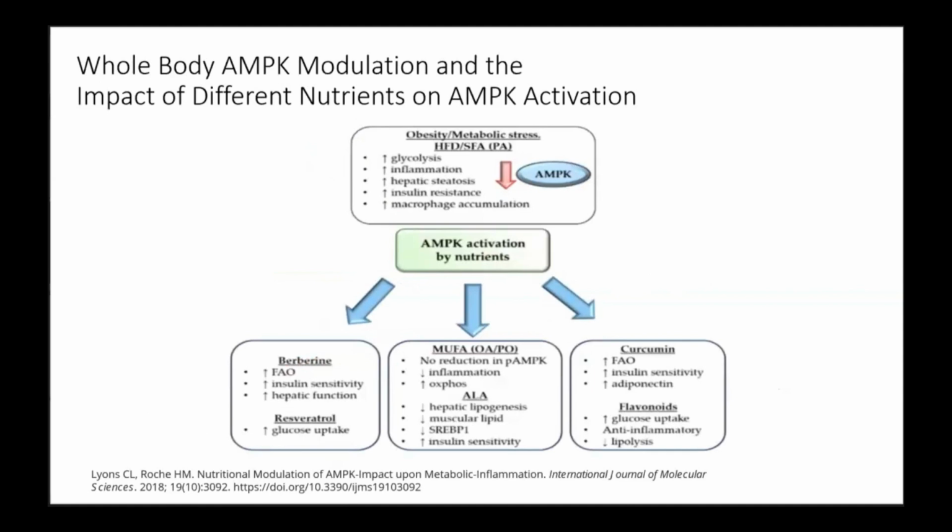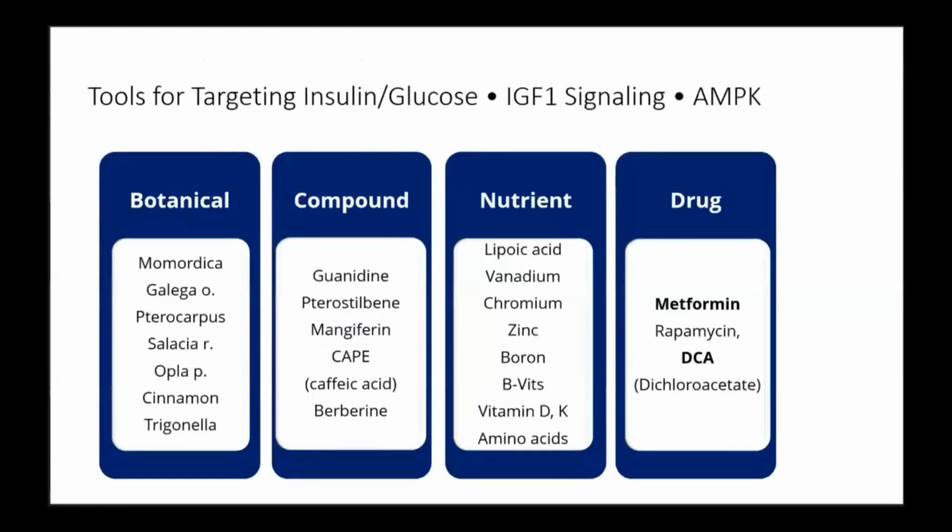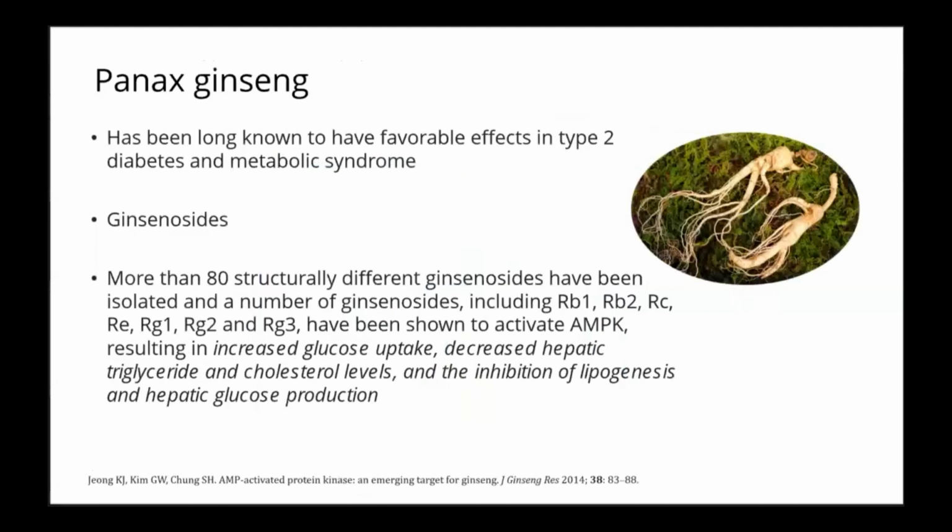Our body will start to go through the junk that it has and get rid of it and reuse it. But it won't do that if you constantly are in the growth phase. So berberine helps take us out of that. There's ALA, curcumin, flavonoids. Here's a bunch of really cool botanical medicines, compounds and nutrients and drugs that all are really helpful for the insulin glucose problems. I'm going to go into these in detail.